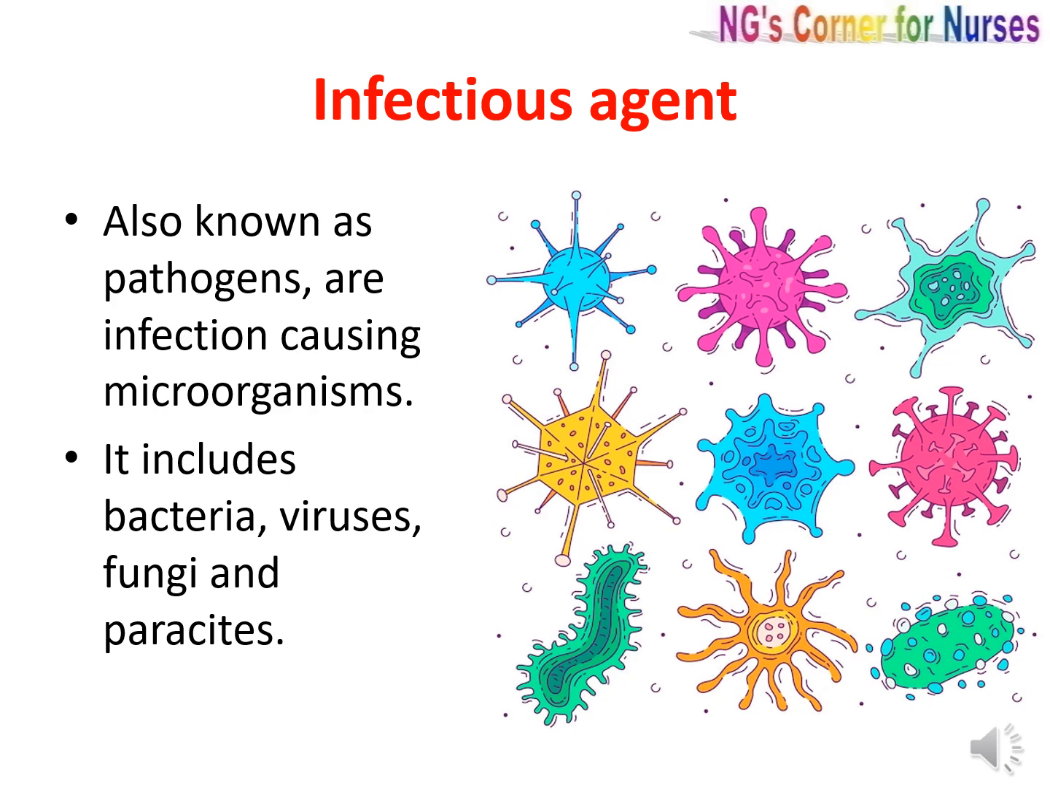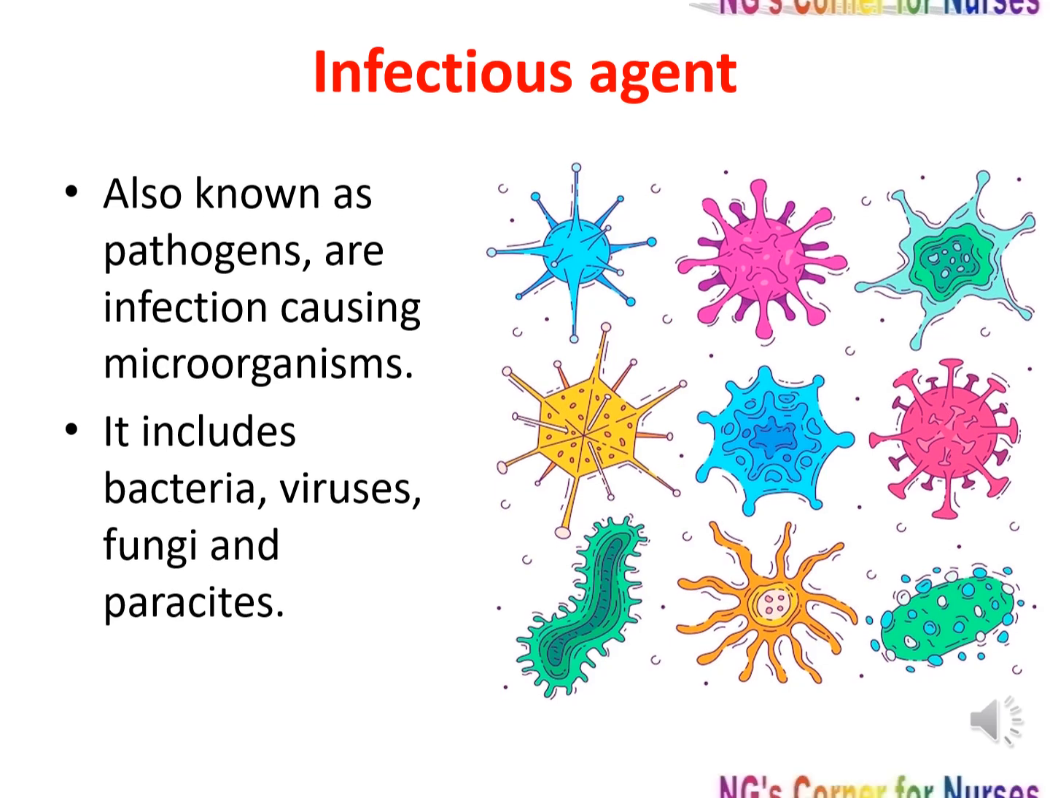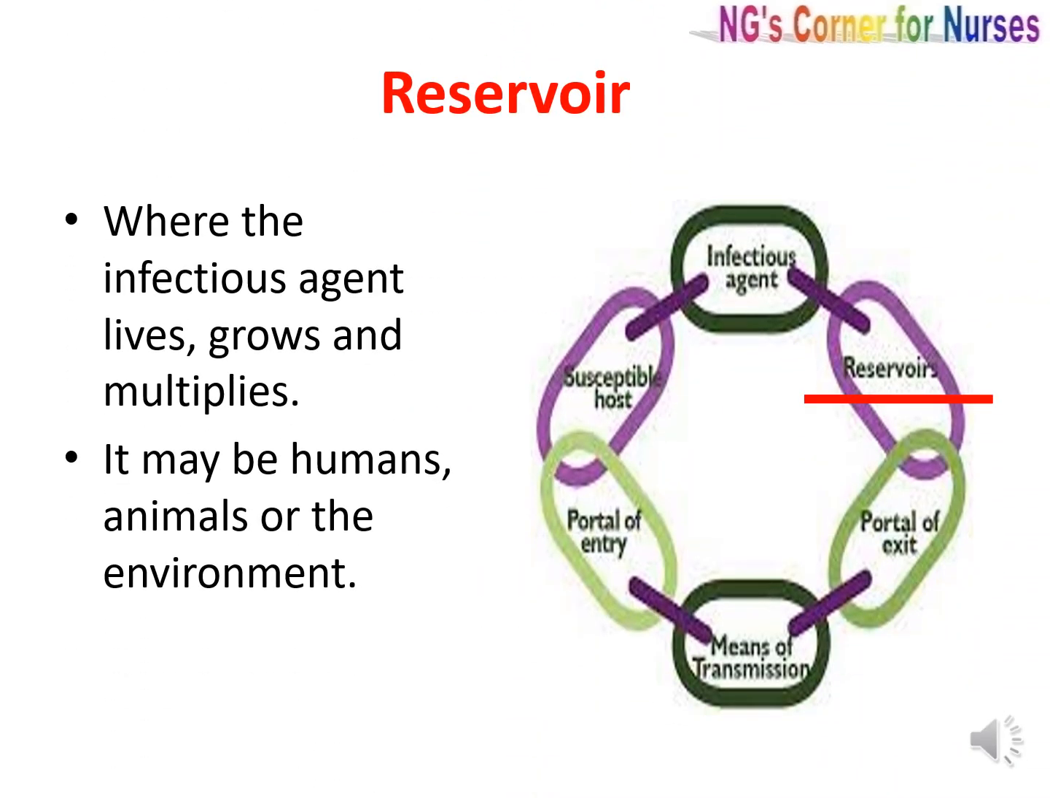Infectious agents, also known as pathogens, are infection-causing microorganisms including bacteria, viruses, fungi, and parasites. Next is reservoir, where the infectious agent lives, grows, and multiplies. The reservoir may be humans, animals, or something in the environment like water, soil, etc.